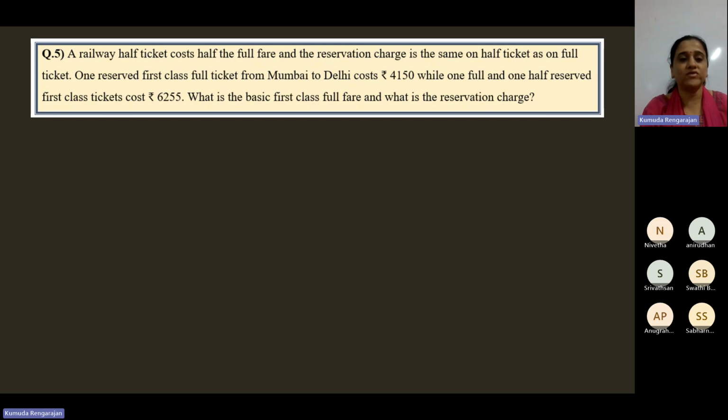One first class full ticket from Mumbai to Delhi costs rupees 4150, while one full and one half reserved first class tickets cost rupees 6255. What is the basic first class full fare, and what is the reservation charge? So the reservation charge is the same. Okay.